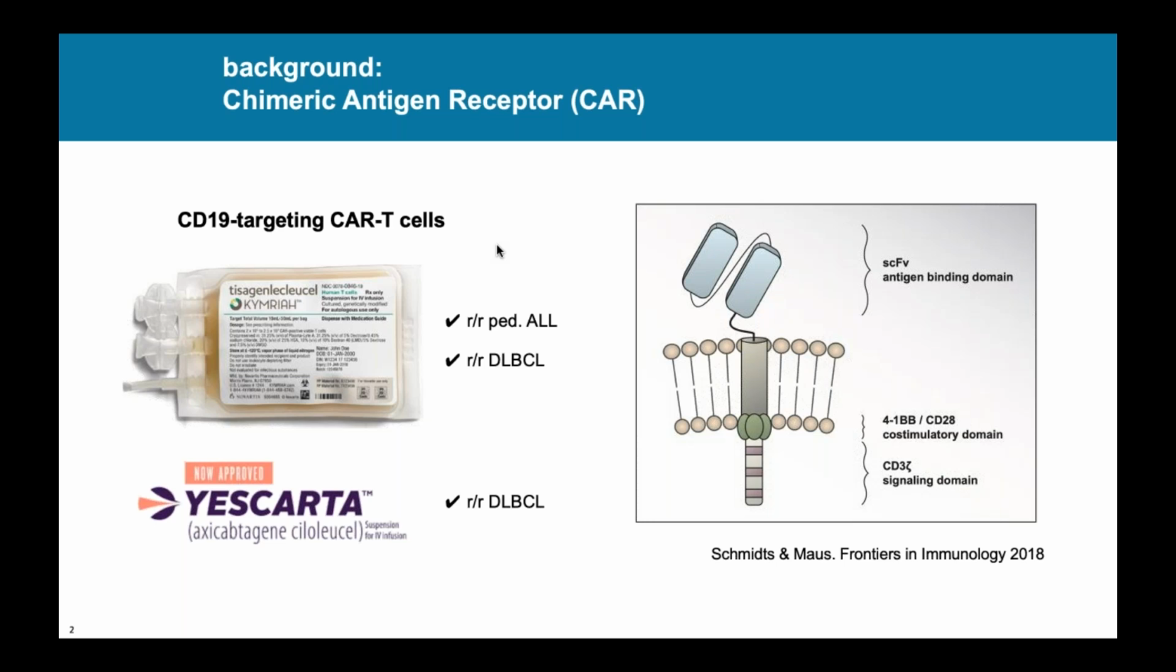So a CAR has three major components. First, there is an extracellular domain on the outside that is responsible for binding of the antigen. In most cases, this is based on a single chain variable fragment that has been derived from an antibody. Then there is a transmembrane domain, which most often is derived from the transmembrane domain of another molecule, for example, CD8 or an immunoglobulin.